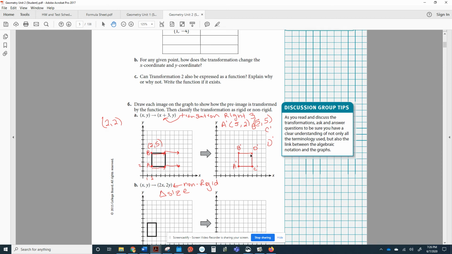I should be able to give you the image, and then you undo the transformation to come up with the pre-image. Okay, so you may have to work backwards.